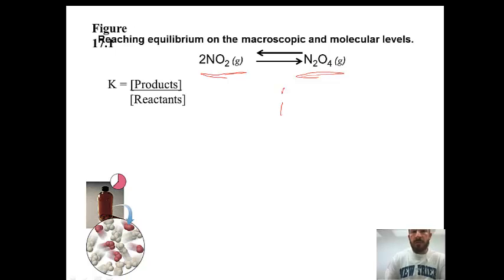Now, the products have no exponents. There's not a number here, but the reactants do. They have a 2 there. So we're going to have to put a 2 there for a reactant. So if I wrote a K expression for this, it would look simply like brackets, meaning concentration, of N2O4 over the reactants, concentration of NO2, which is squared because there's a 2 in front of that. And let's go to the next slide.